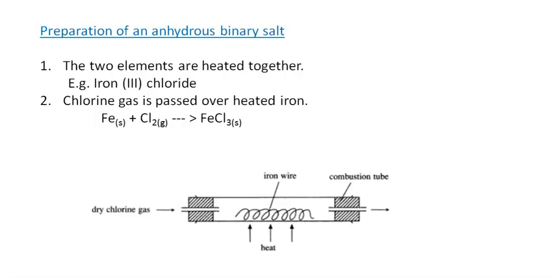If we wanted to prepare an anhydrous binary salt, for example iron trichloride, the two elements are heated together. So in this case we have a piece of iron wire, and we have chlorine gas entering this tube, and as we heat, the iron reacts with the chlorine to produce iron trichloride.